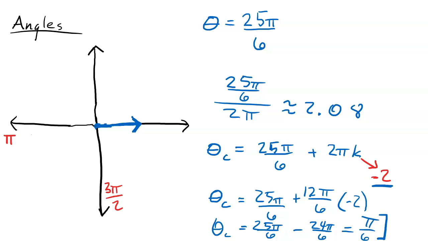So we draw the going around 2 times. Because this is a positive angle, it's going to go counterclockwise. So that's going to be 1 rotation. That's 2 rotations. And pi over 6 should be somewhere around here. I don't know exactly, but it should be somewhere around there. And then we draw a terminal side. That is how you draw 25 pi over 6.